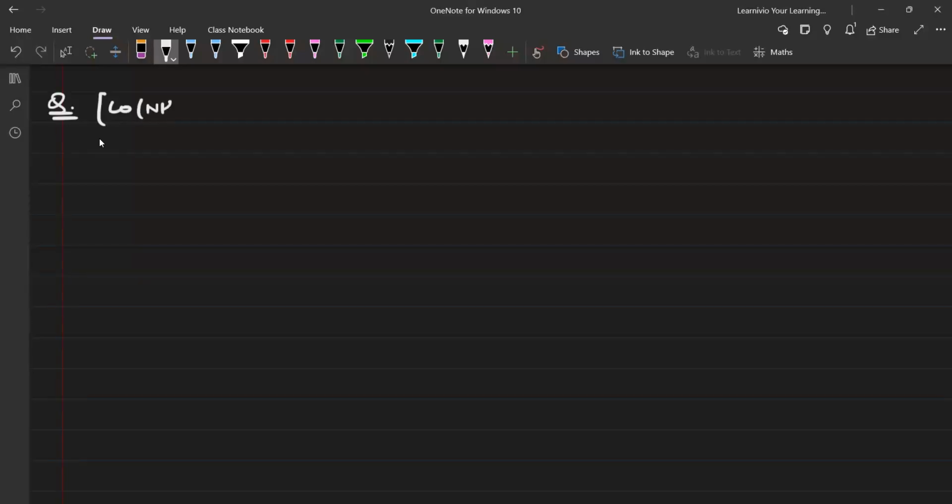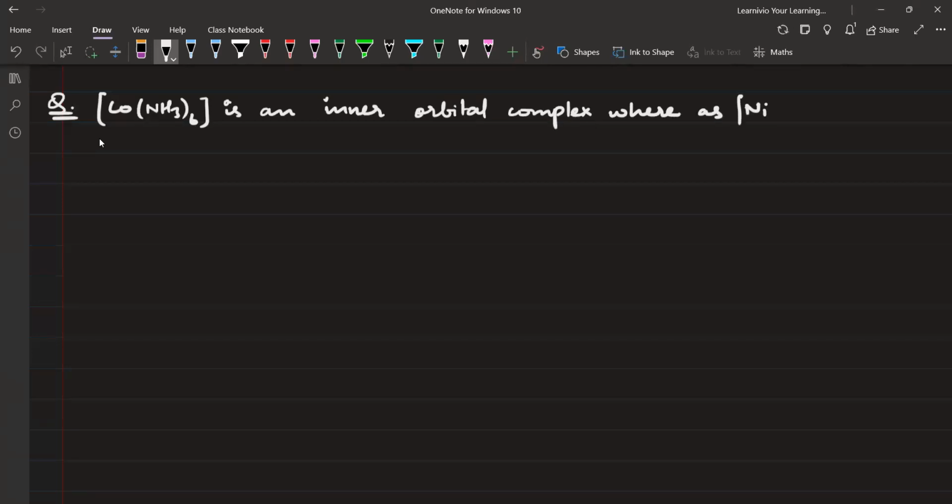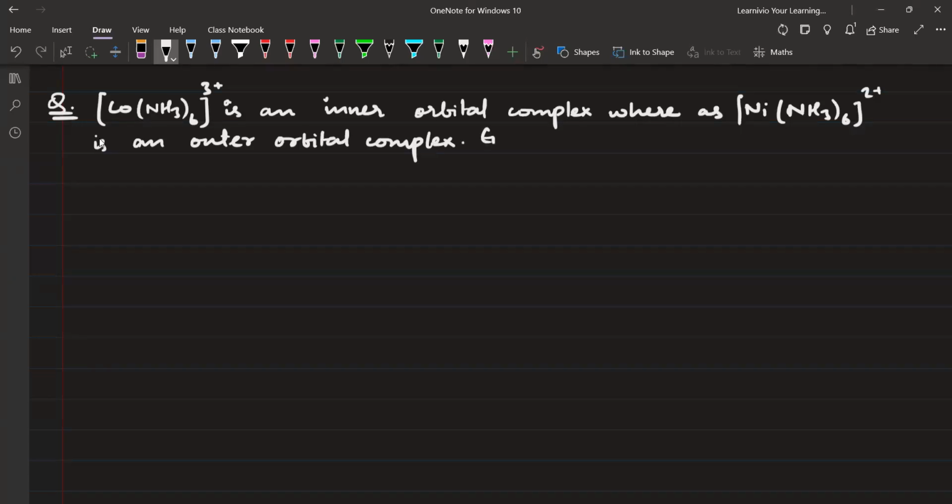Cobalt, NH3 whole 6, 3 positive, is an inner orbital complex, whereas nickel, NH3 whole 6, 2 positive, is an outer orbital complex. Okay, give reason.